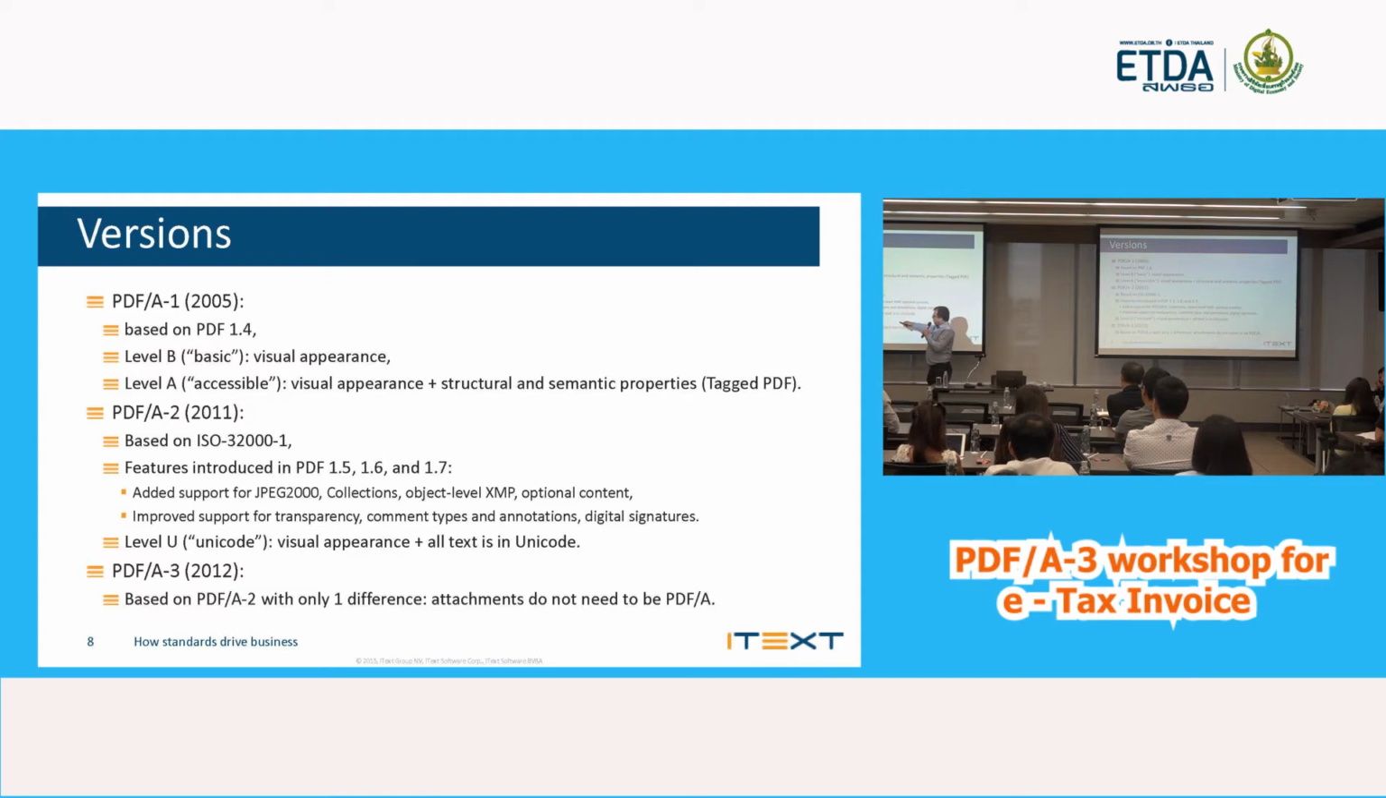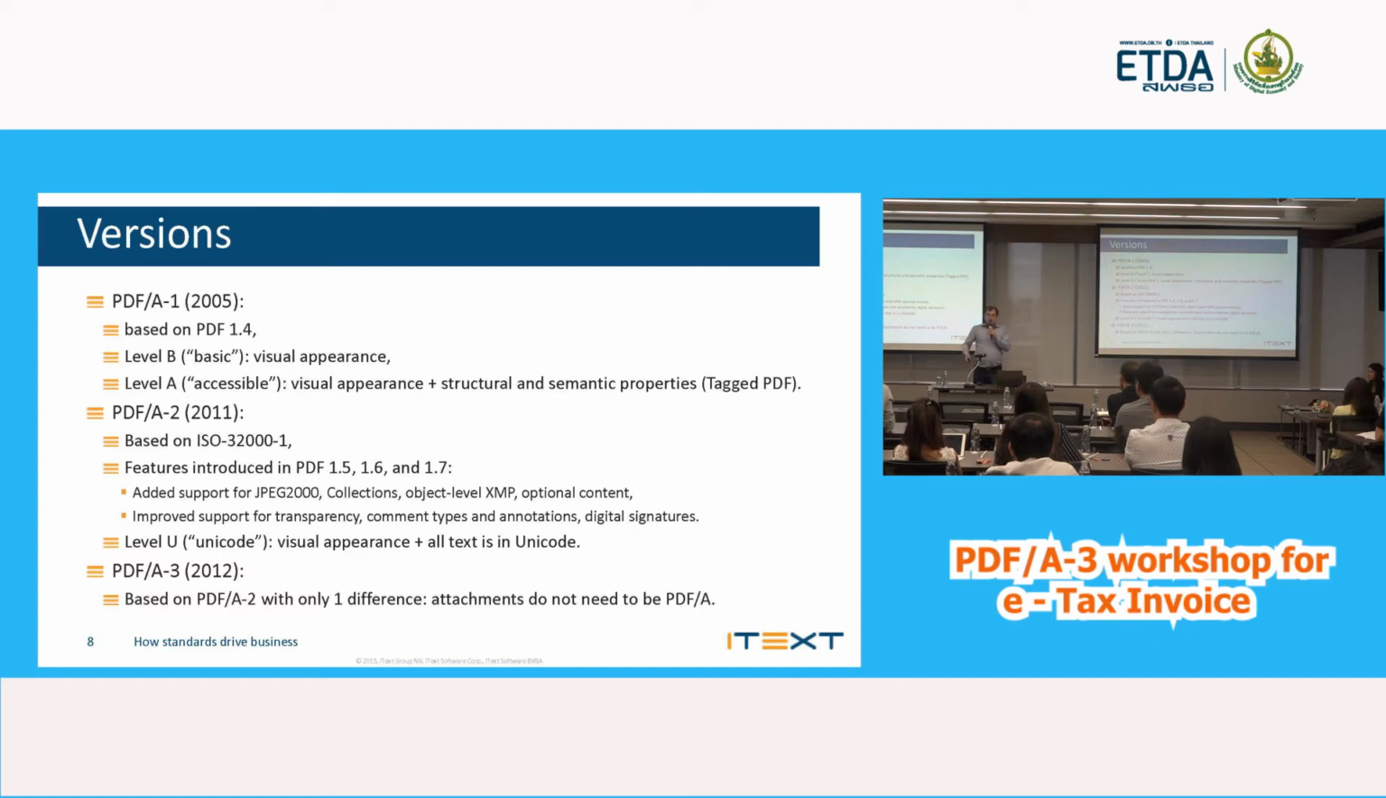And then PDF/A-3, one year later, is based on PDF/A-2. It even has the same typos. There's only one difference. In PDF/A-2, everything needs to be archivable. Everything needs to be compliant with PDF/A, so also the attachments. So if you attach a document to a PDF/A-2 document, that document also needs to be a PDF/A document. With PDF/A-3, the core document, the basic document, needs to be compliant with PDF/A-3, but the attachments do not need to be PDF/A.